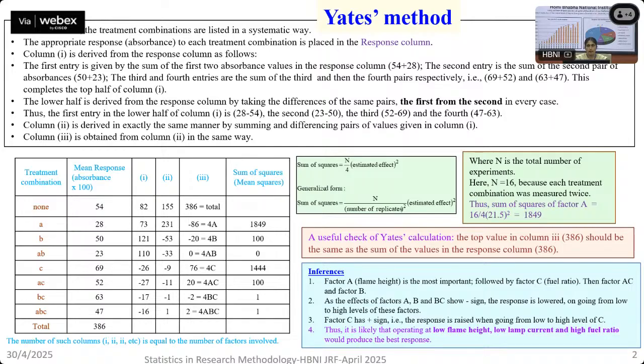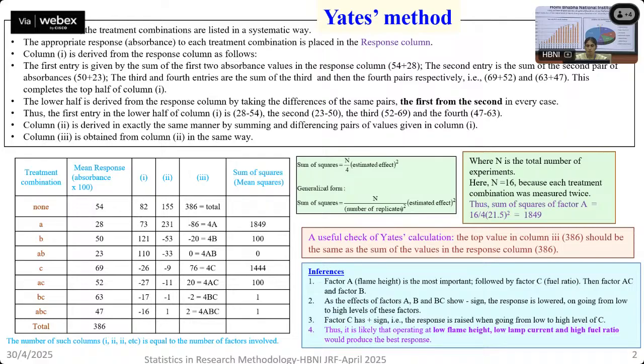We had defined factors, levels, and response. Factor is the one which is contributing to the change in the response function. Levels are the various values that will be manifested, and the response is the observed, measured value. We had defined the flame height as the A factor, the lamp current as the B factor, and the fuel to oxygen ratio as the C factor. The same definitions hold here too, as the effects of factors A, B, and BC.